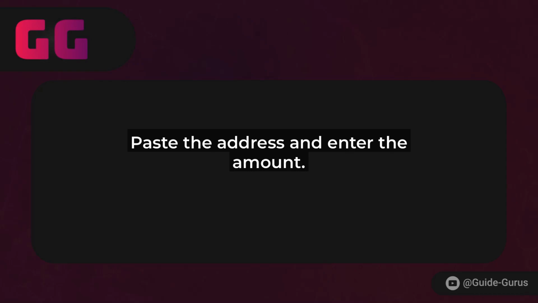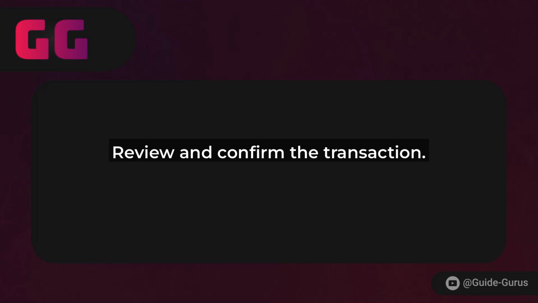Step 3. Enter the amount of Chainlink you want to withdraw. Make sure you leave enough for any network fees, which might be around 0.01 ETH depending on the current gas prices in 2025. Review the transaction details, and if everything looks good, confirm the send.